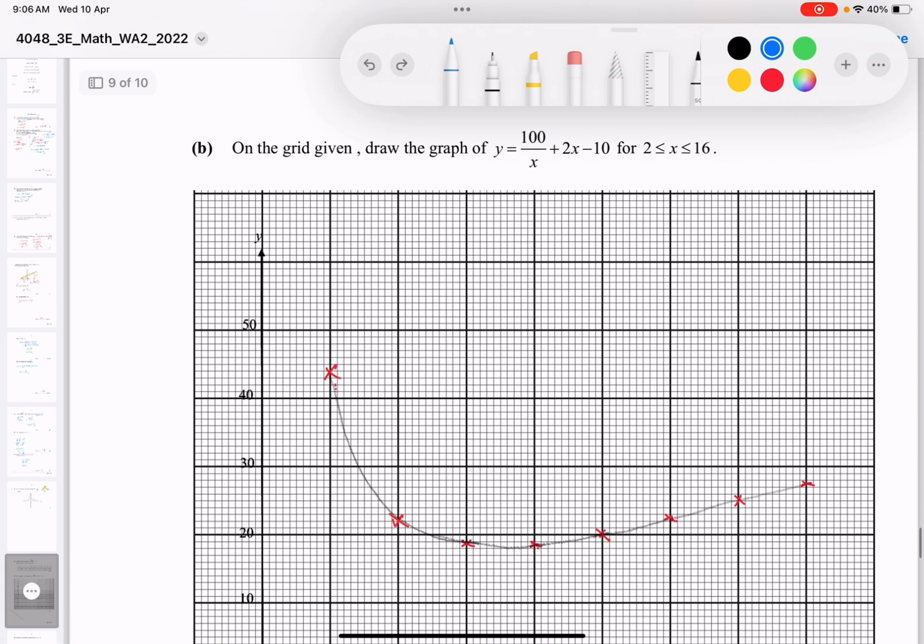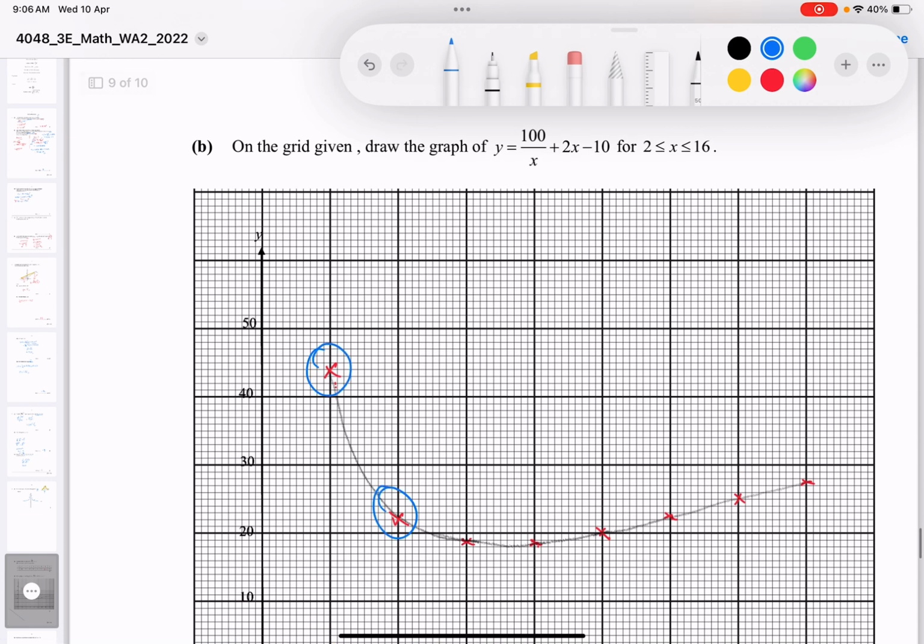So what's the key thing that we look out for? Your points, you roughly agree on them. Okay, you mark it out properly. When you draw the line, use a pencil. And you go through all of those points. Okay, you must cut through all of those points. You must cut through. Okay, so these are the key things that we look out for.